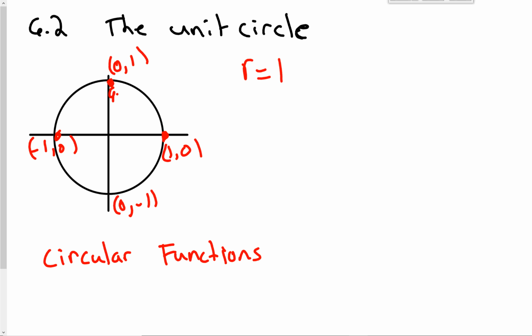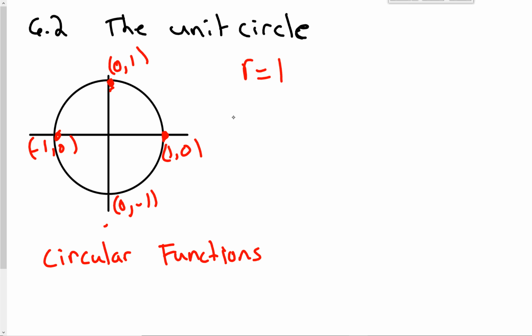So this would be at 90 degrees or pi halves. This would be at pi or at 180. This would be 3 pi halves, which is 270, and this would be back at 2 pi or 360. Okay, so as we talk about the unit circle, we're talking about where the radius equals 1.